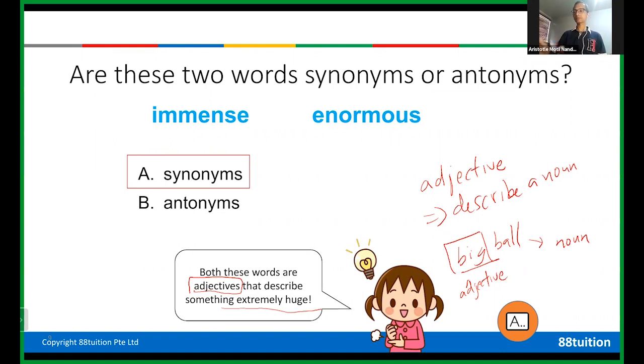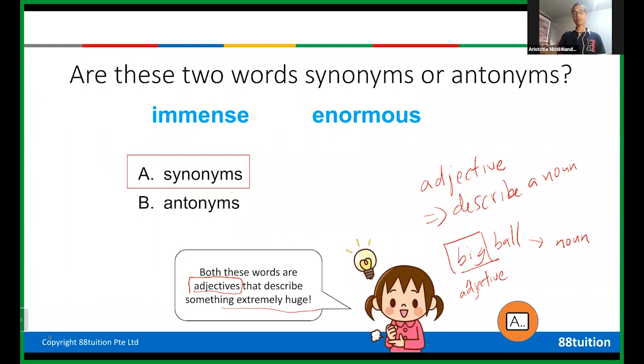Okay. He had immense understanding of a subject. That means he has so much understanding of a subject. So when you learn these new words, write them down in your diary or notebook, where you keep all the new words that you're learning.